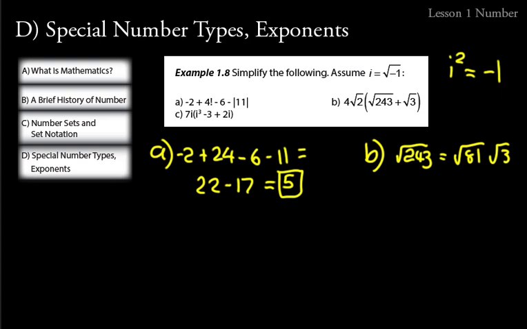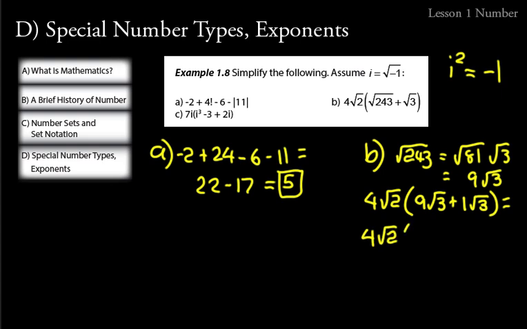Square root of 81 is just 9. So we can say that that number is 9 times the square root of 3. So now this problem, we can say it's 4 times the square root of 2, parentheses, 9 square root of 3 plus just a square root of 3. That means 1 times the square root of 3, right? We have 1 square root of 3 value there. So 9 square root of 3 plus 1 square root of 3 would be 10 square root of 3, right? So now we have 4 square root of 2, parentheses, 10 square root of 3.